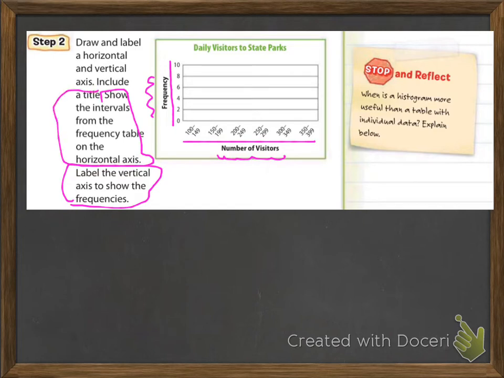It says, when is a histogram more useful than a table with individual data? Explain below. So that answer off to the side basically is that it's more visual, so you can see trends, okay, easier. So you can just add that below that right there.